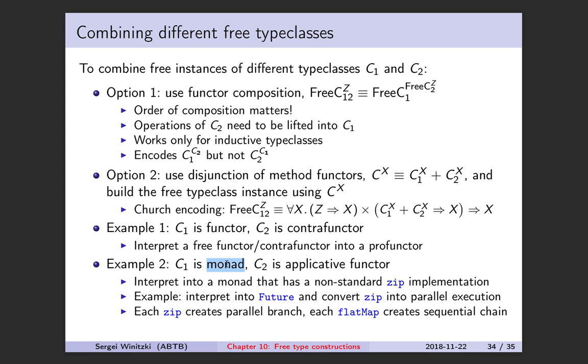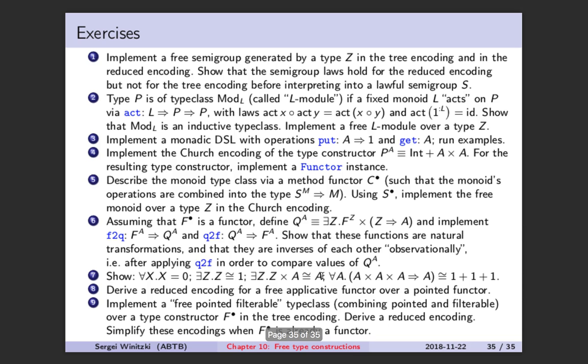A second more useful example is combining a monad and applicative functor in a single type class. And I show how to run the result through the future monad so that the parallel execution is preserved for the applicative operations and the sequential execution is preserved for flatMap operations. And I give exercises.